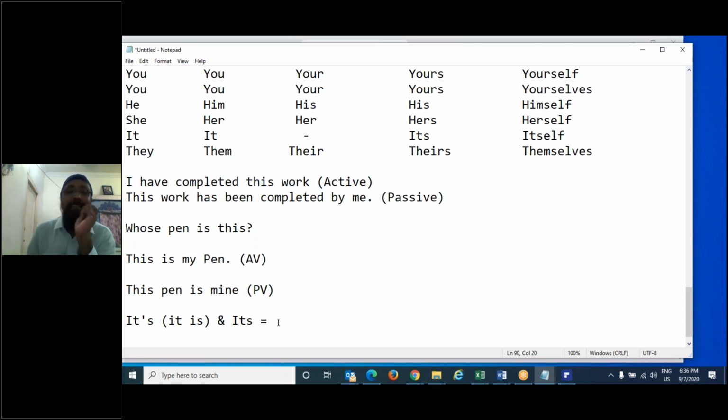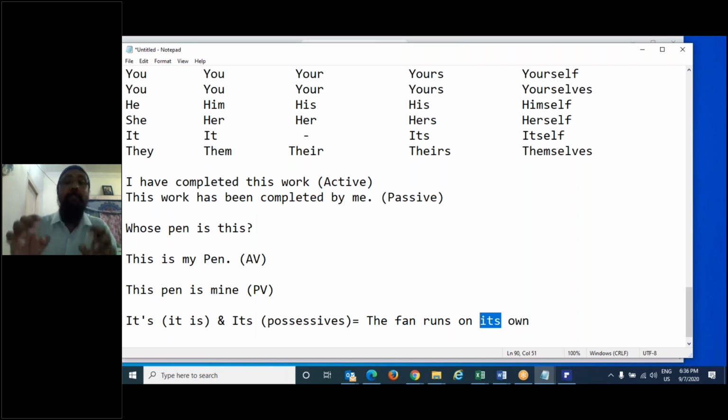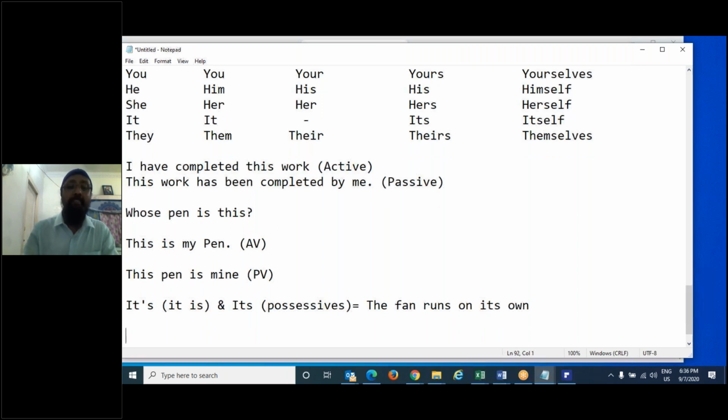"Its" is generally used as a possessive. So if I say the fan runs on its own, here the "its" is not referring to "it is." It is a possessive form, and it is generally used without a single quote. That is only a special case with "it." However, if we are talking about the possessive form with any nouns, the possessive form needs a single quote to separate the S and the noun.